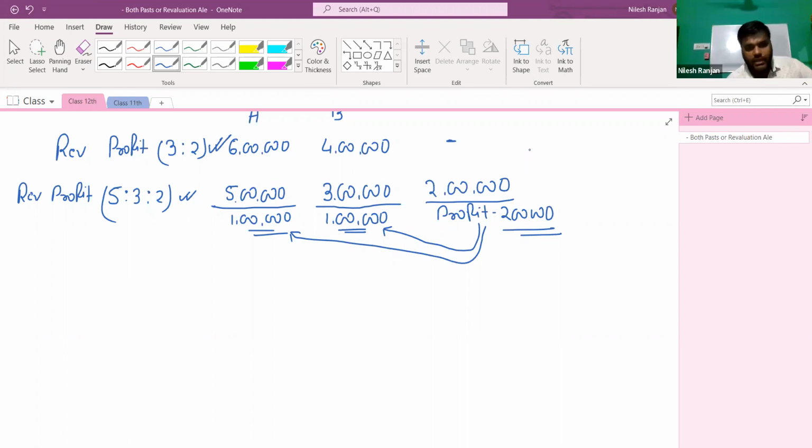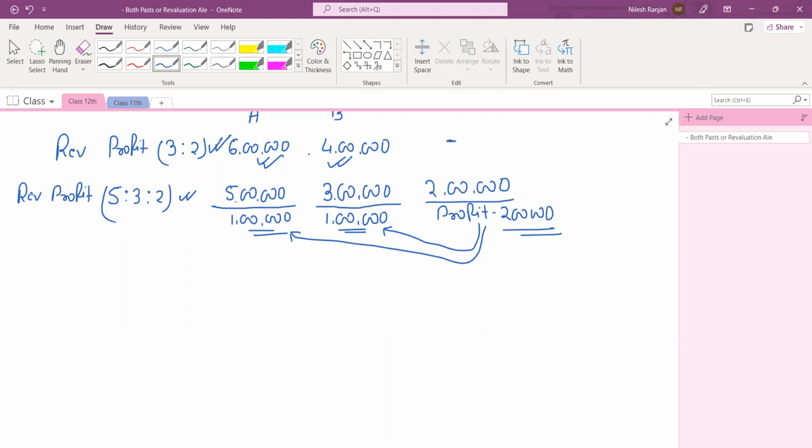So now, what we do in the revaluation account, understand this. In the first part, let's say there is a 10 lakh profit, and that 10 lakh will be distributed between A and B. That 10 lakh profit will become a 10 lakh loss in the second part. For A and B it will be a loss, and for C also, not only A and B.